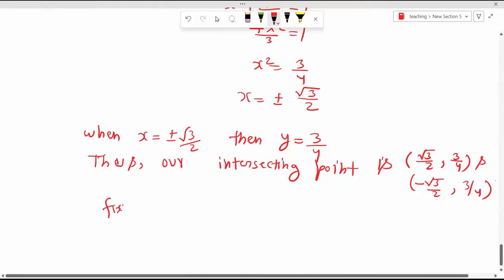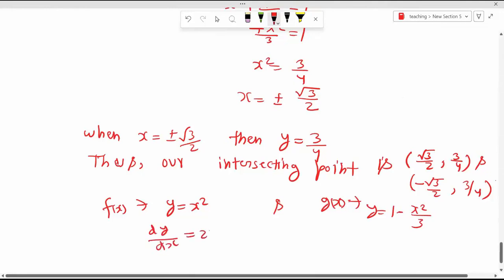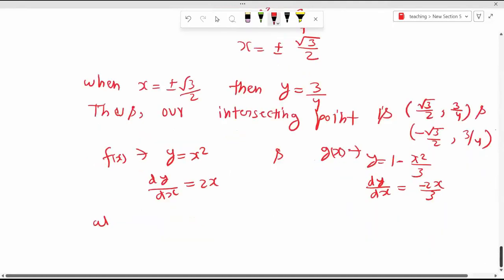Here we consider f(x) as y is equal to x square, and g(x) as y is equal to 1 minus x square by 3. So first we differentiate: dy by dx becomes 2x, and here dy by dx becomes minus 2x by 3. Now we need not put the value of y, because in both terms we get only x.